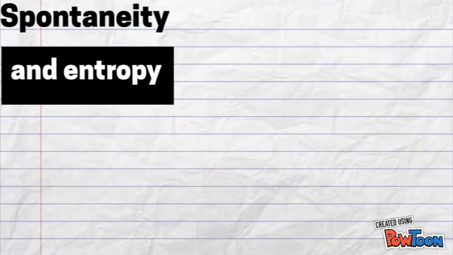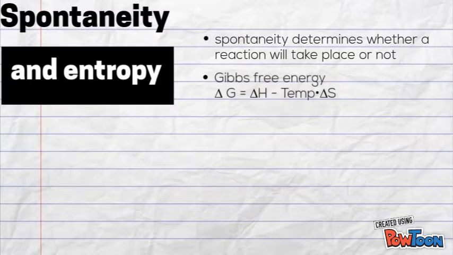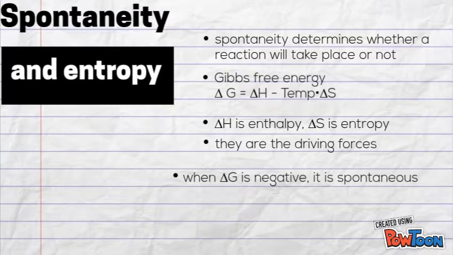Spontaneity is whether or not a reaction will take place. It can be calculated by using Gibbs' free energy law, which is change in G equal to change in H minus the product of temperature and change in S. These together are driving forces, and when they are substituted in the equation, they can find whether or not it's spontaneous. A negative change in G is always spontaneous.